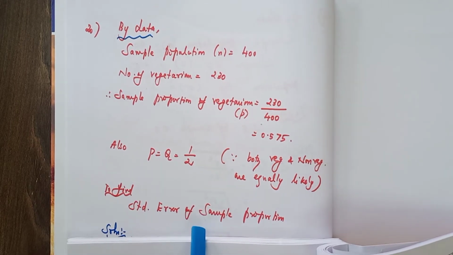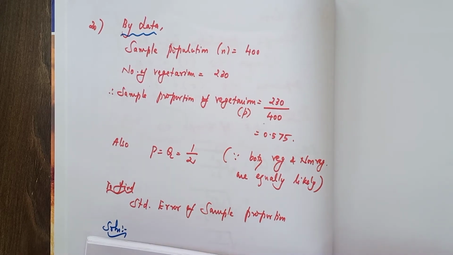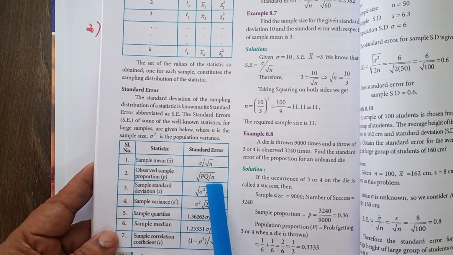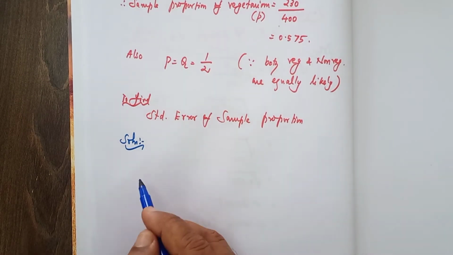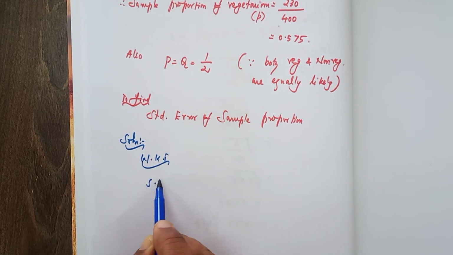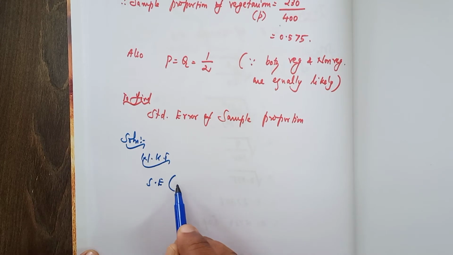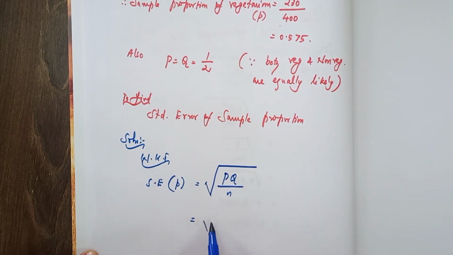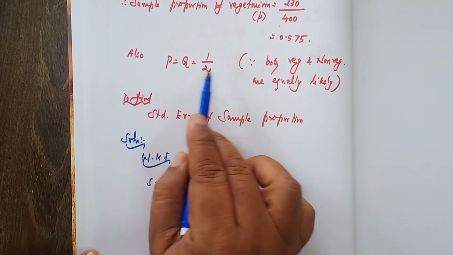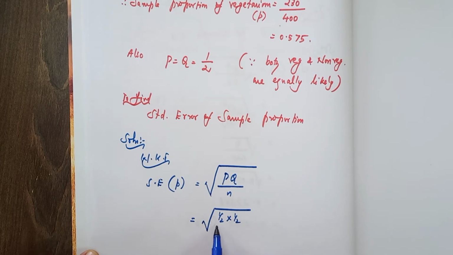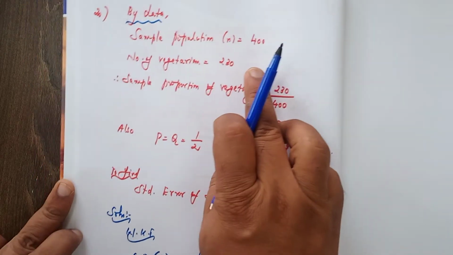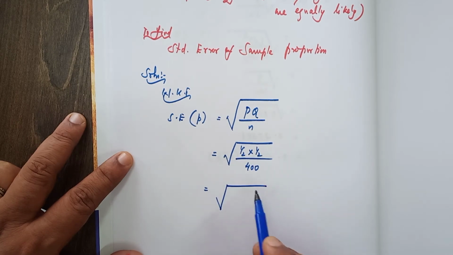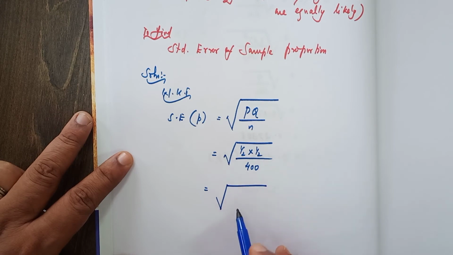You are asked to find the standard error of sample proportion. The formula is square root of capital P into capital Q divided by n. We know that the standard error of sample proportion, represented by sigma p, is equal to square root of capital P into capital Q divided by n. That is equal to square root of capital P and capital Q, each half, so half into half divided by n, where n is equal to 400. That is equal to square root of half into half, half square, divided by 400.